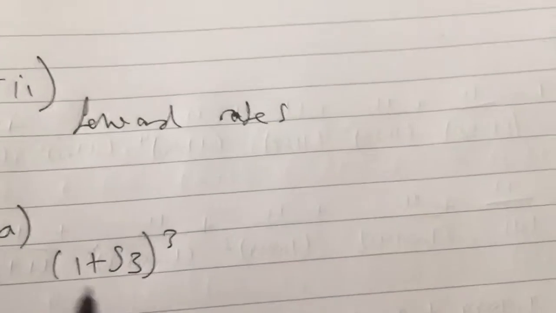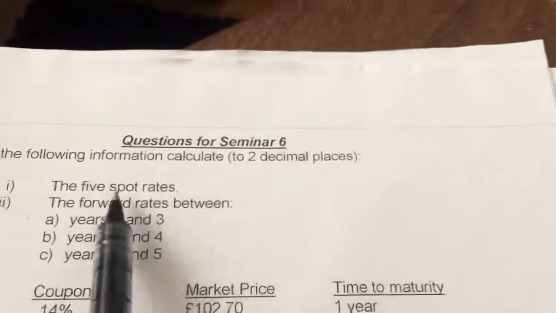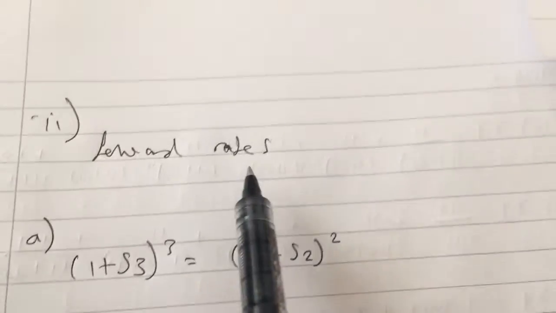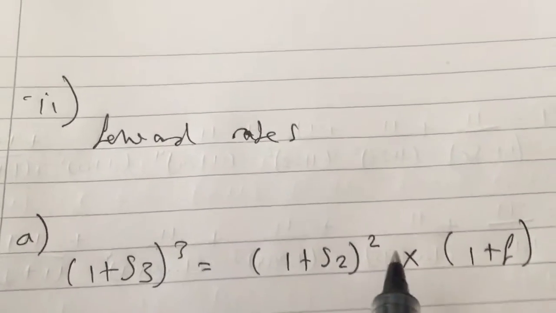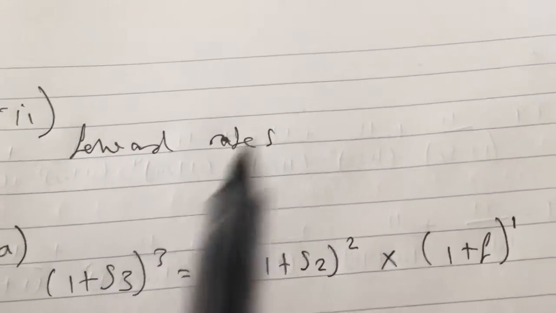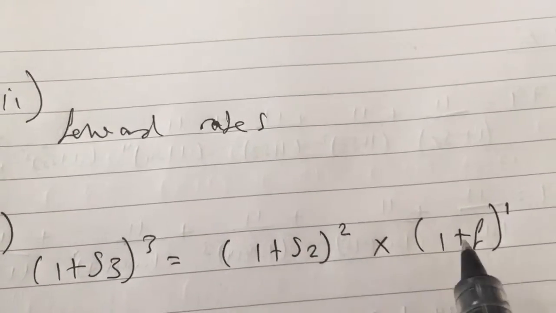Because this is the biggest number, we make this the left side. So 1 plus S3 cubed equals; 2 is smaller, so 1 plus S2 squared. Now we include the forward rate, multiplying by 1 plus F. Because this is 3 and this is 2, all we need here is a power of 1, because the powers have to add up to the bigger one. So 1 plus S3 cubed equals 1 plus S2 squared times 1 plus F.